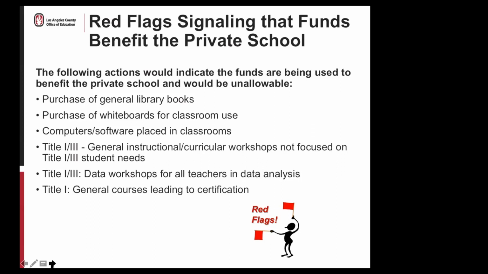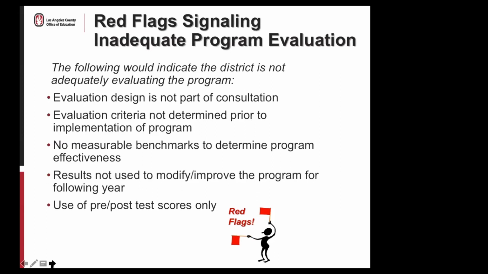All right. Next slide is inadequate program evaluation. This is an area that's often lacking. It's lacking sometimes in our public school programs, but particularly in private schools. The evaluation should be part of consultation. The criteria should be determined ahead of time. You should have benchmarks to determine program effectiveness. And most importantly, the results of the evaluation should improve the program for the following year. A problem that sometimes comes up is that a program just keeps rolling over and it's not found to be effective. The private school staff maybe like the program, but you need to show that it's effective.